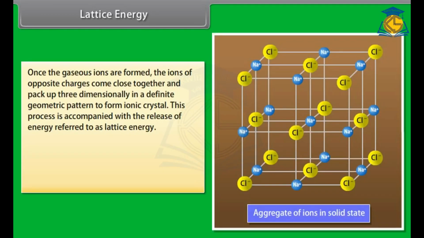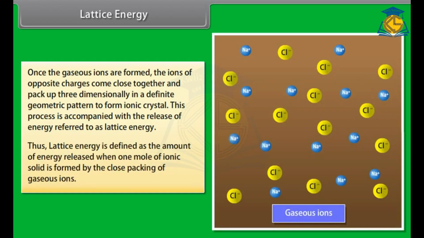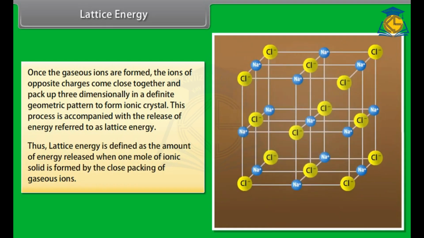Lattice energy. Once the gaseous ions are formed, the ions of opposite charges come close together and pack up 3-dimensionally in a definite geometric pattern to form ionic crystal. This process is accompanied with the release of energy referred to as lattice energy. Thus, lattice energy is defined as the amount of energy released when 1 mole of ionic solid is formed by the close packing of gaseous ions.